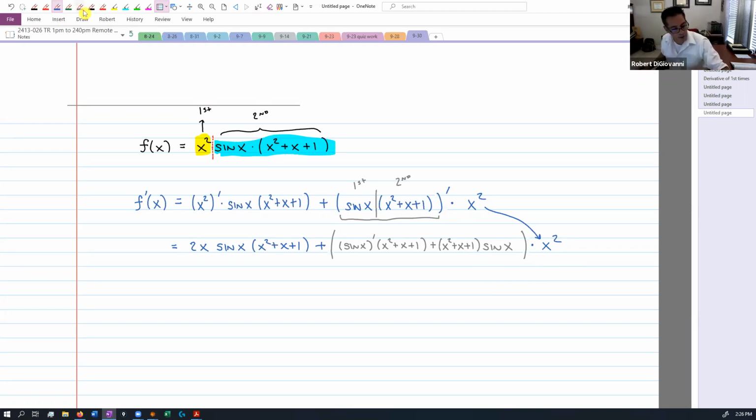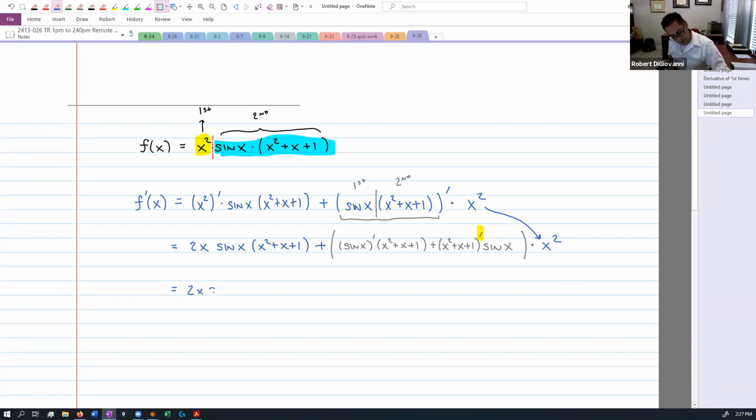I forgot the derivative sign. Sorry. You'll see right here, I forgot to put the derivative. It was a derivative of the first one times the second, plus I needed the derivative of the second one times the first. And so I've got two more derivatives to go and I'll be done.